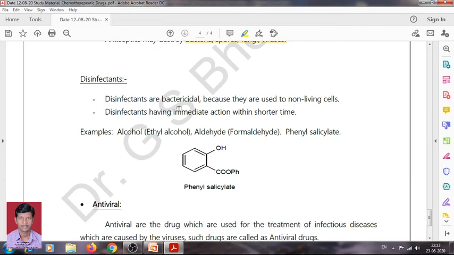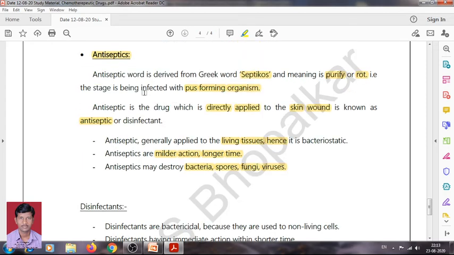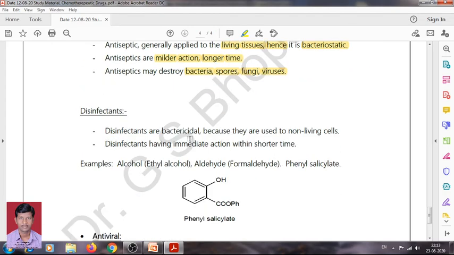Disinfectants are bactericidal. Antiseptics are bacteriostatic. But the disinfectants are bactericidal. They can kill the bacteria. They are used with non-living cells. That's why they are called disinfectants. And this disinfectant has an immediate action within a very short time.